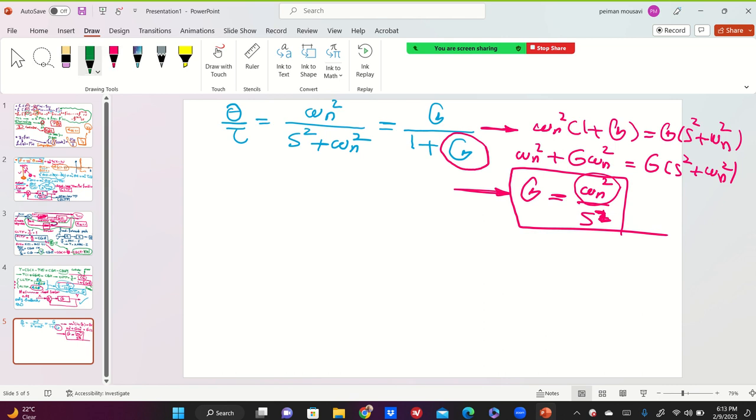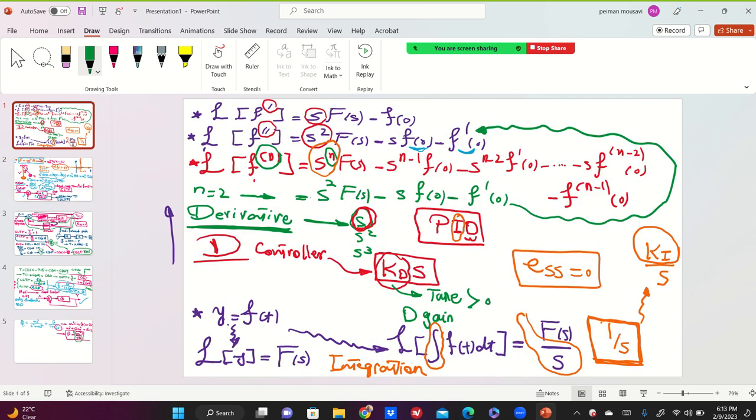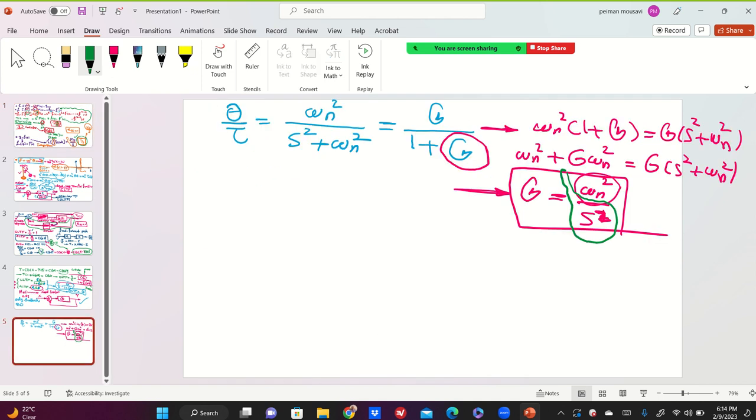Guys, I want you to do some brainstorming and let me know what this reminds you of. I just taught you. Let me go to the page I taught you. What is this? Yes. I controller, yes? So you have 1 over s squared. I'm just giving you hints from now.